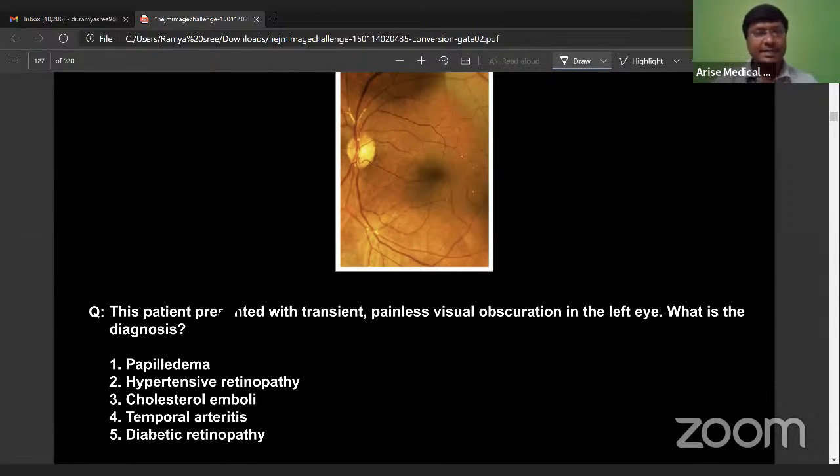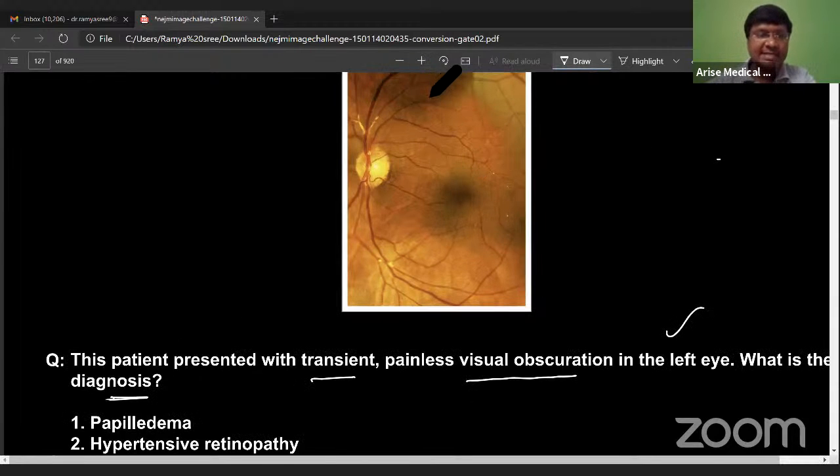This patient presented with transient, painless visual obscuration in the left eye. What is the diagnosis? Papilledema, hypertensive retinopathy, cholesterol emboli, temporal arteritis, diabetic retinopathy, right?